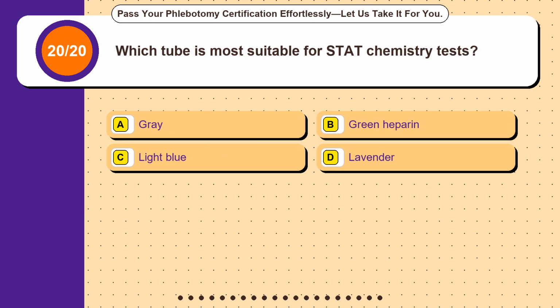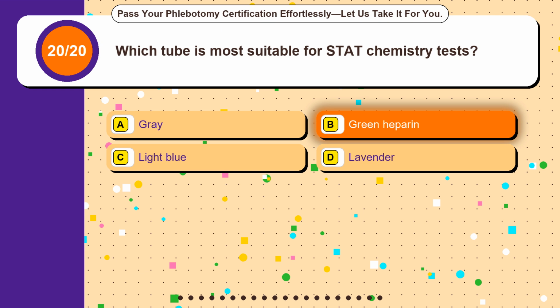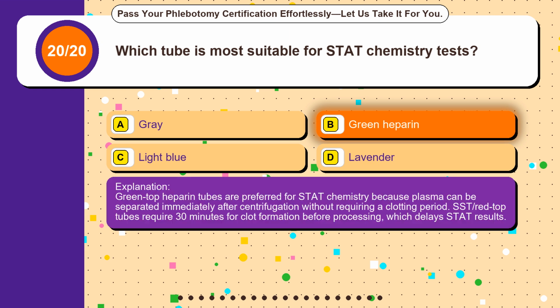Question 20. Which tube is most suitable for stat chemistry tests? Option A, gray. Option B, green heparin. Option C, light blue. Option D, lavender. The correct answer is option B, green heparin. Green top heparin tubes are preferred for stat chemistry because plasma can be separated immediately after centrifugation without requiring a clotting period. SST/red top tubes require 30 minutes for clot formation before processing, which delays stat results.